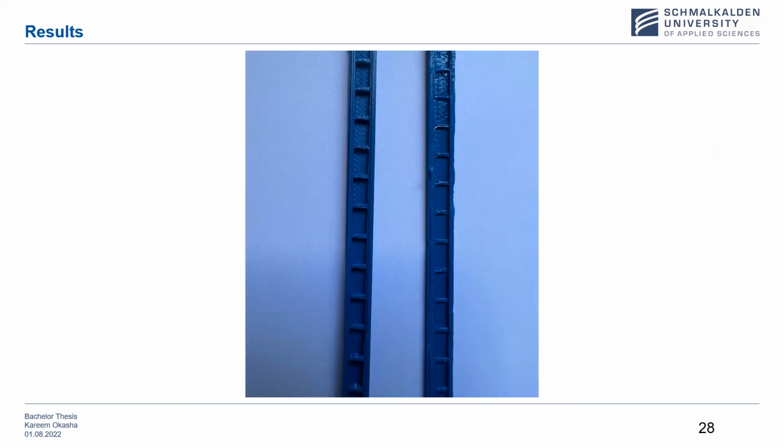Presented here are two test prints. The one on the left is at optimal settings, and the one to the right is at 240 degrees Celsius. We can see that there is a difference in the quality between both of them. By taking a closer look into the test print to our right, which was printed at 240 degrees Celsius, we can see that the filaments are fused together.